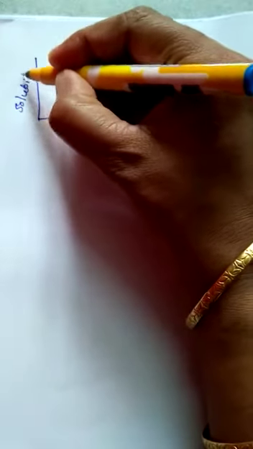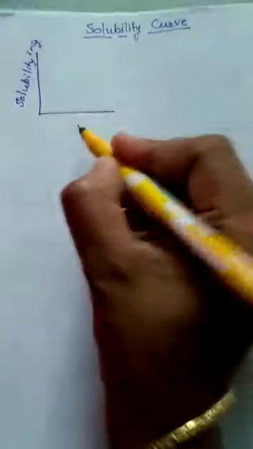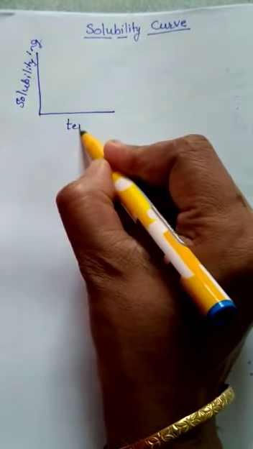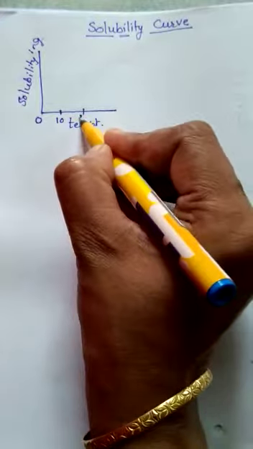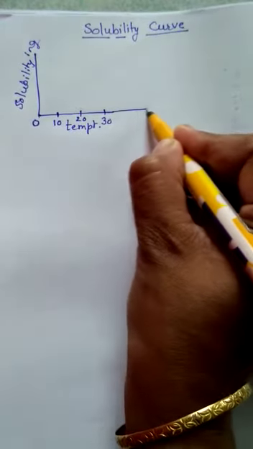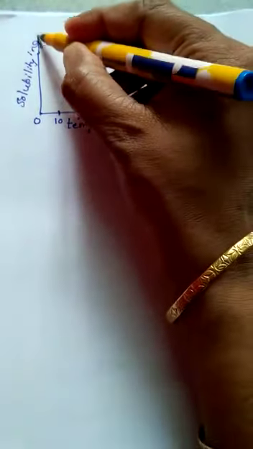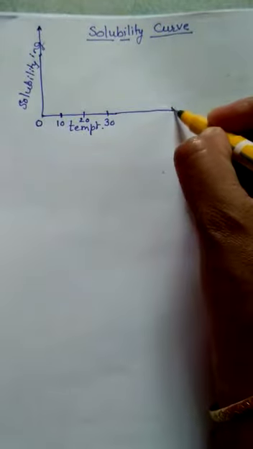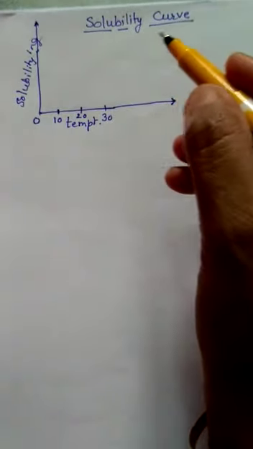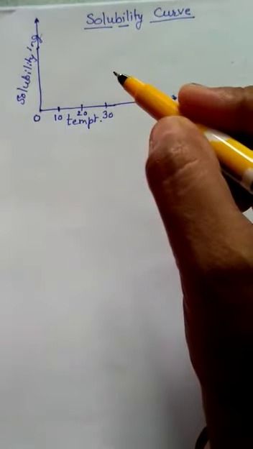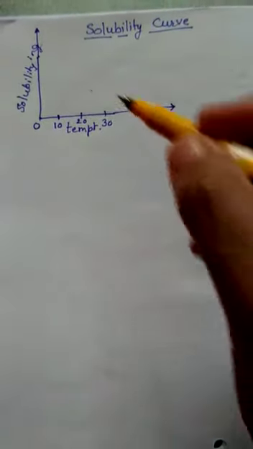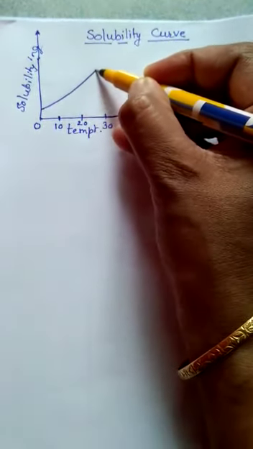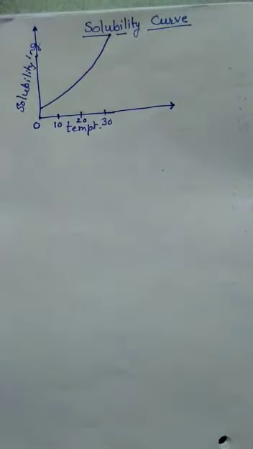For example, when we are plotting a graph, on the y-axis we take the solubility of the substance in grams, and on the x-axis there will be temperature. Say it is 0 degree, then 10 degree, 20 degree, 30 degree, and so on. So if a line graph is drawn between the solubility of a substance and the temperature, you call it a solubility curve. For example, if you are plotting a solubility curve for potassium nitrate, it shows that with increase in temperature, the solubility goes on increasing.